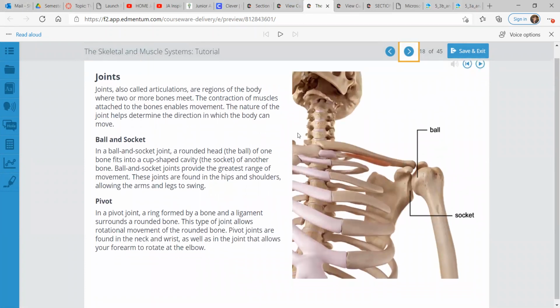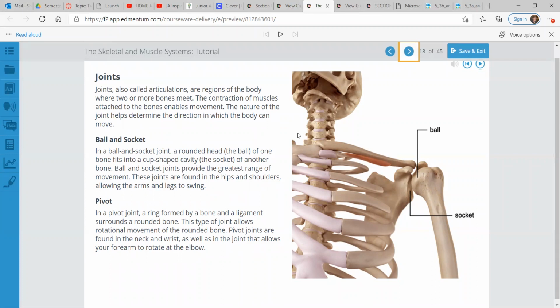Now we're going to talk about joints. Joints, also called articulations, are regions of the body where two or more bones meet. The contraction of muscles attached to the bones enables movement. The nature of the joint helps determine the direction in which the body can move.